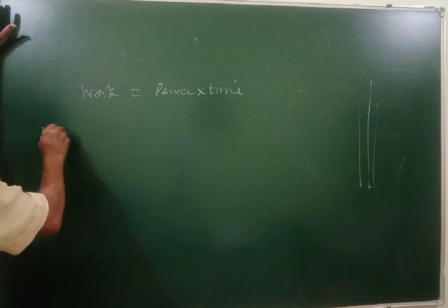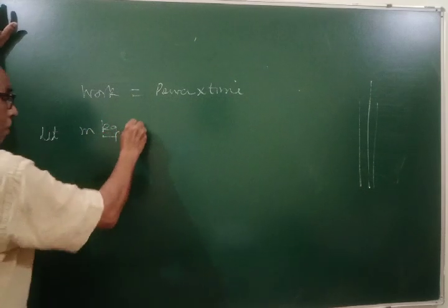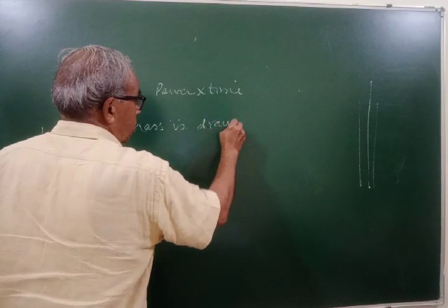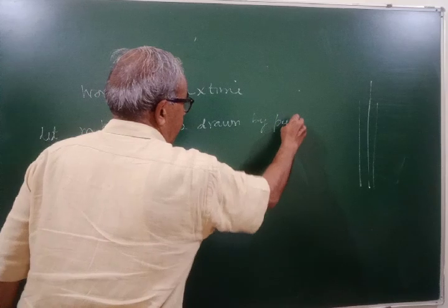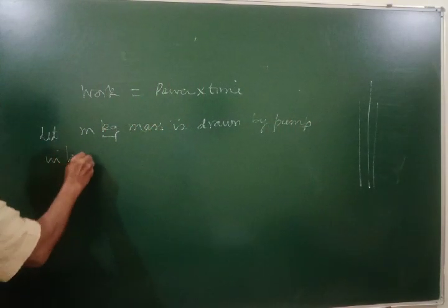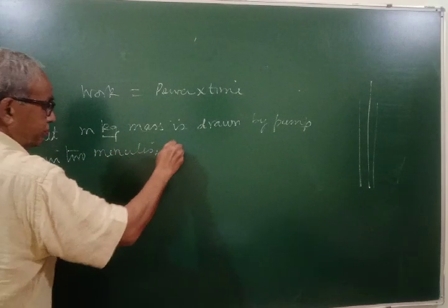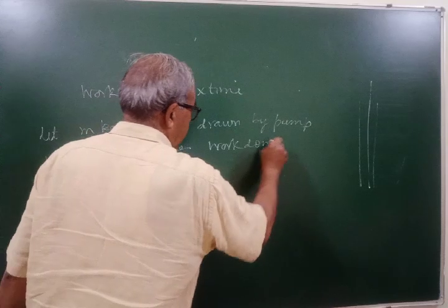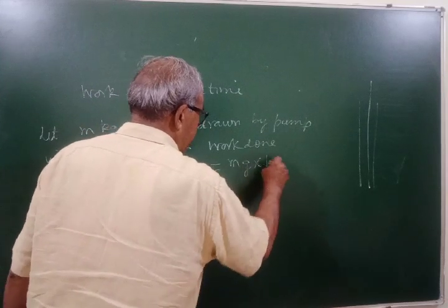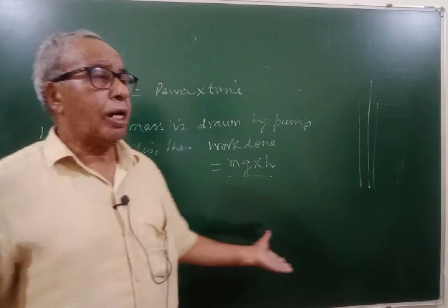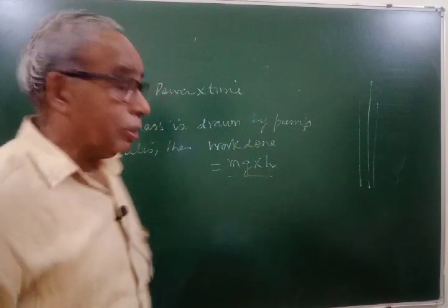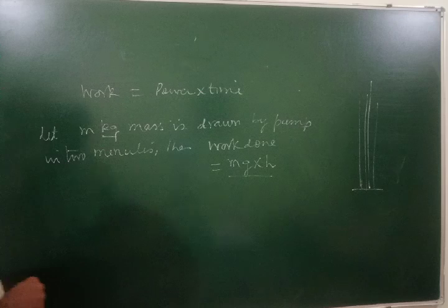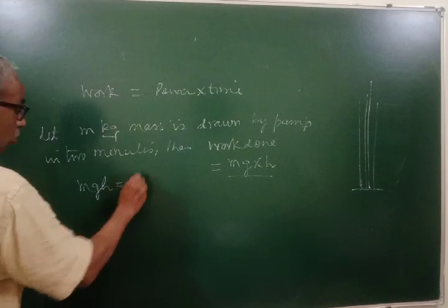So let m kilogram mass be drawn by the pump in 2 minutes, then work done equals mass into g into h, and it is also the increase in potential energy of water when it is brought up from inside the well to height h. So mgh is equal to power into time.